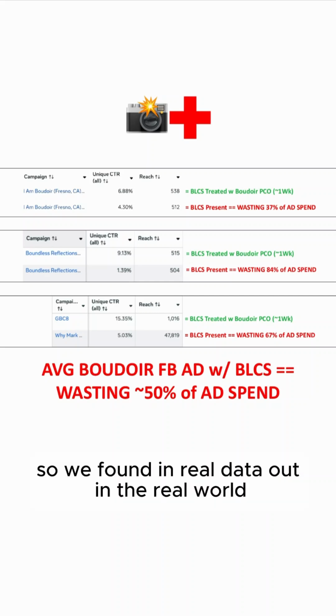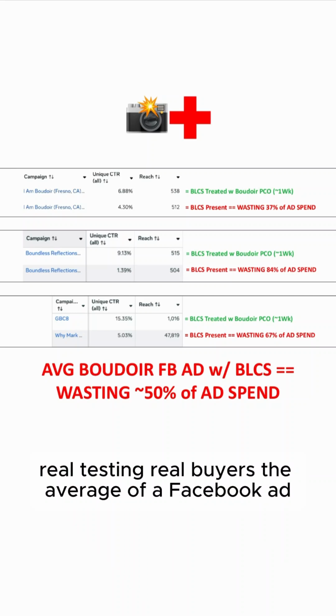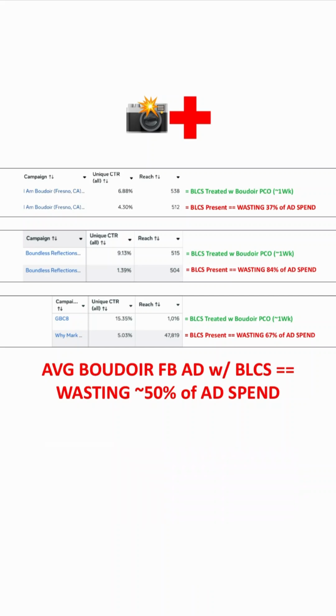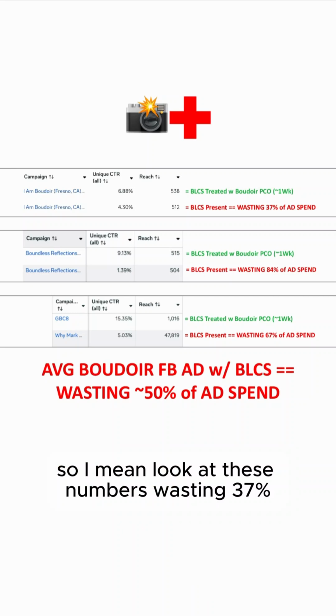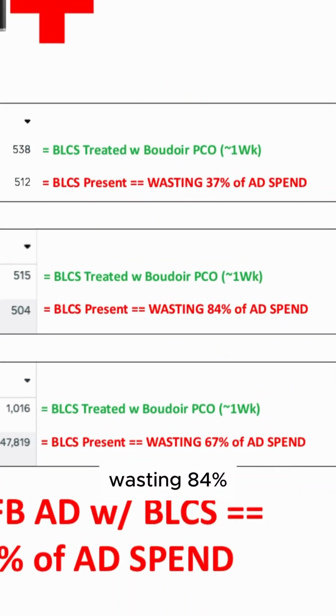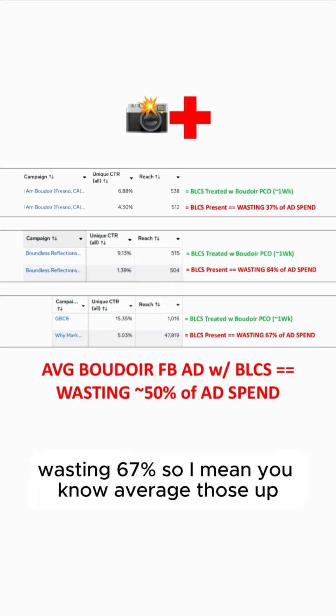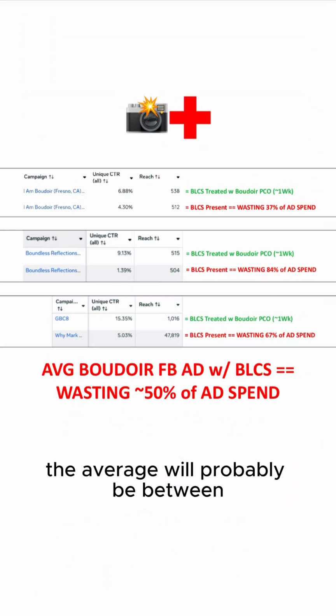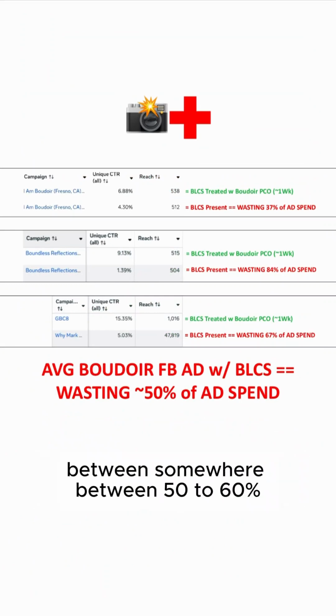So we found in real data, out in the real world, real testing, real buyers, the average Boudoir Facebook ad with BLCS is wasting approximately 50% of ad spend. So, I mean, look at these numbers: wasting 37%, wasting 84%, wasting 67%. So, I mean, average those up. What's that? The average will probably be somewhere between 50 to 60%.